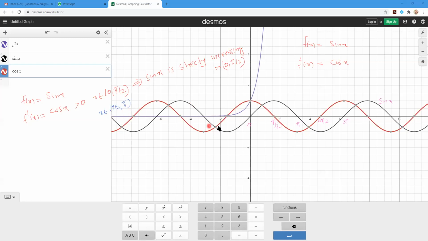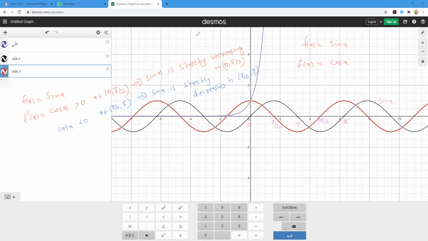You can see that when x is from pi by 2 to pi, cos pi by 2 is 0 and cos pi is -1. So in this particular area, cos x is negative. That means cos x, the derivative of sin x, is negative, so sin x is strictly decreasing in pi by 2 to pi. So we showed it both ways, graphically and algebraically.